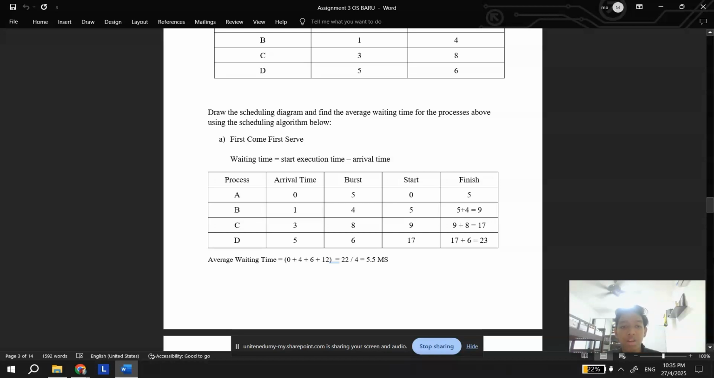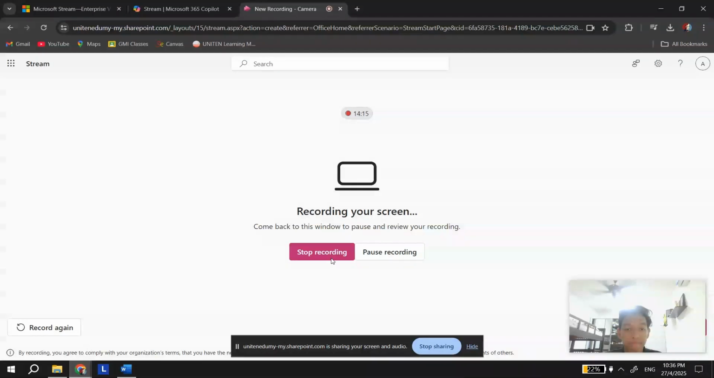Now I will explain my assigned part for question A, which is first come first serve scheduling. My process is process D. It arrives at time 5 and has a service time of 6 units. Under first come first serve, we follow the order of arrival, so process D starts executing after processes A, B, and C have completed. So process D starts at time 17 and finishes at time 23. To calculate the waiting time for process D, waiting time equals start time minus arrival time, which is 17 minus 5, equal to 12 units. Therefore, the waiting time for process D is 12 units.